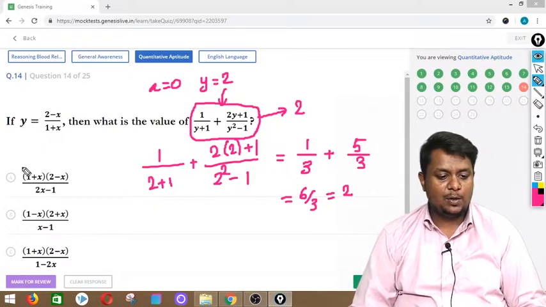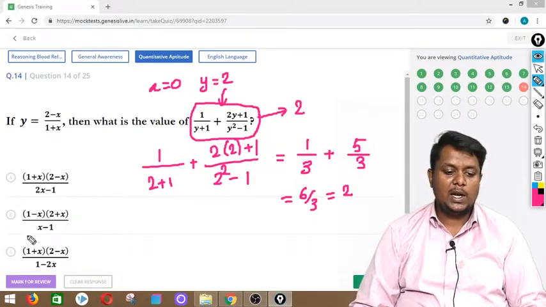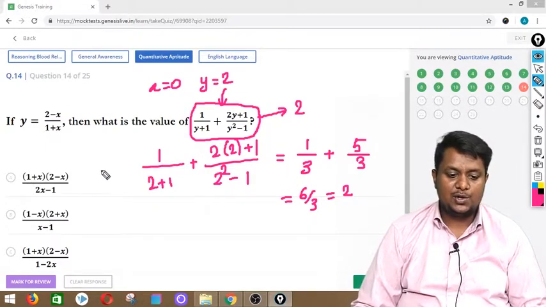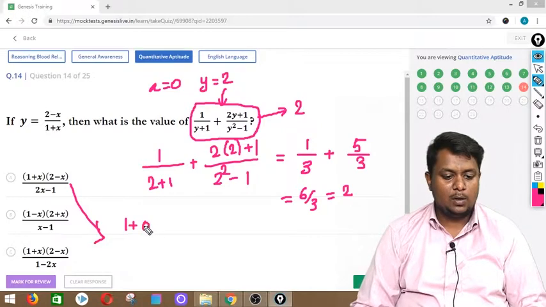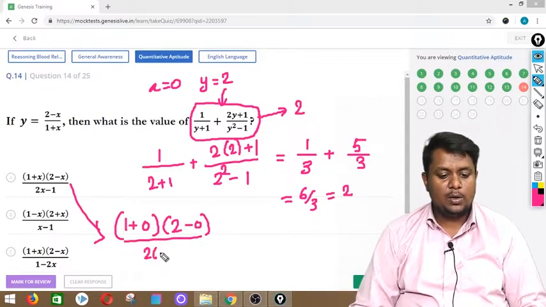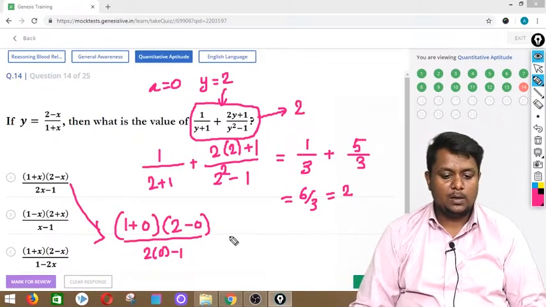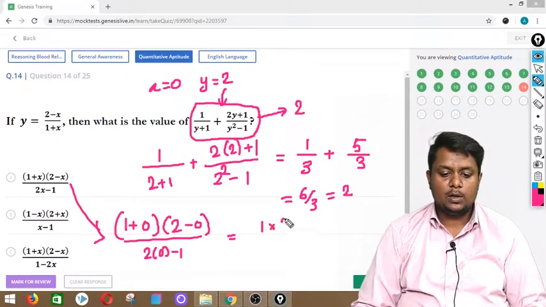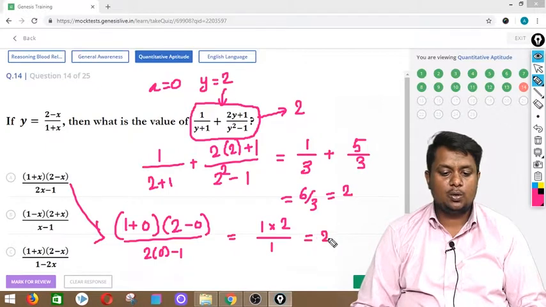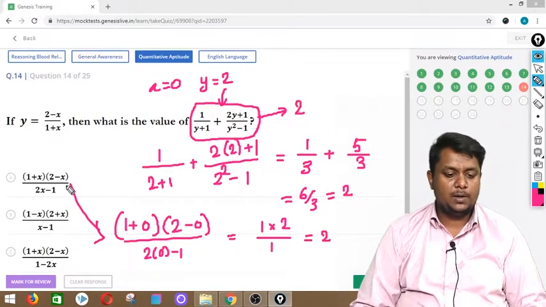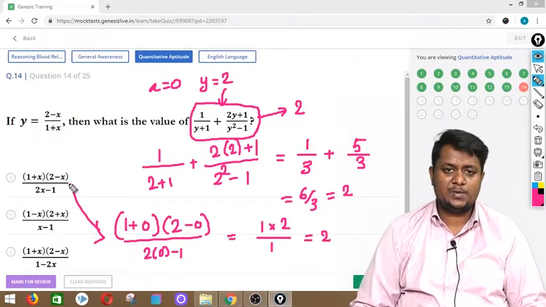I have to substitute x is equal to 0 in any one of these options. There I should get the value 2. So let me try with this particular option. 1 plus 0 into 2 minus 0 divided by 2 into 0 minus 1, which is equal to 1 into 2 divided by 1, which is 2.